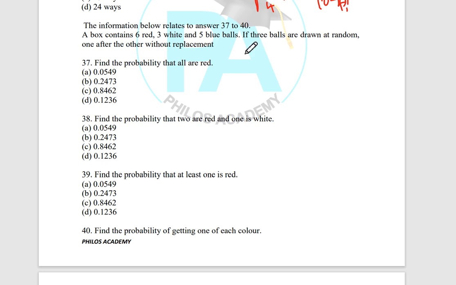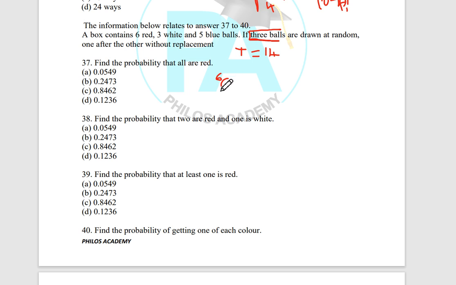First, you have to know the total number of balls. The total number of balls is 6 plus 3 plus 5, which is 14. But the question is asking that if 3 balls are drawn at random, one after the other without replacement, find the probability that all are red. To get the probability that all are red, how many red balls do you have there? 6 red balls, isn't it?